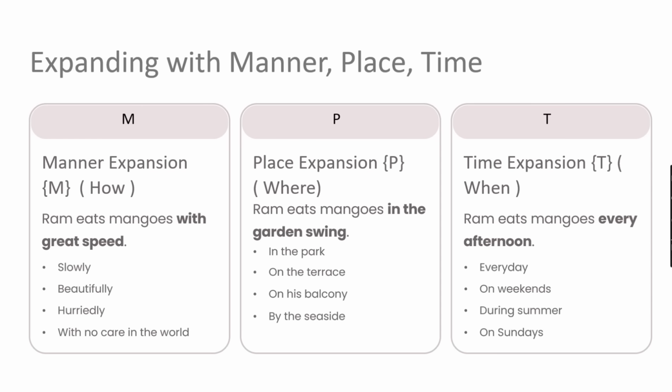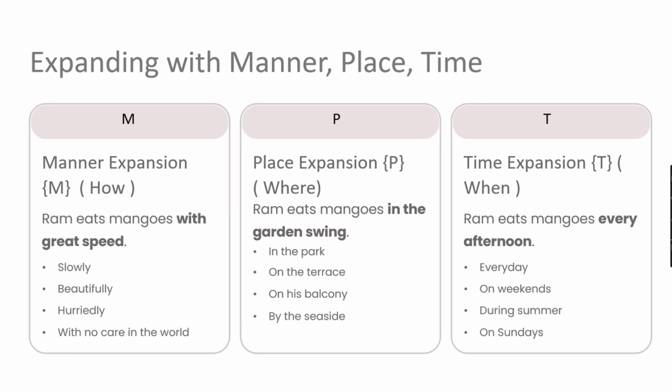More so, you can enhance your sentence using MPT detail. M stands for manner, P stands for place and T stands for time. When you add manner detail, you add how an action happens in the sentence. When you add place detail, you add where an action happens, and when you add time expansion, you show when this action happens. So now let's look at manner expansion.